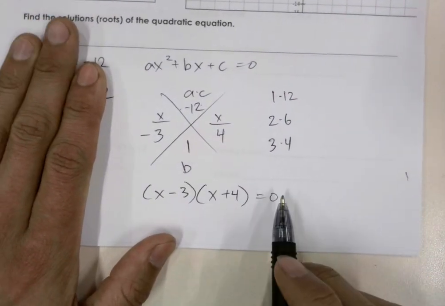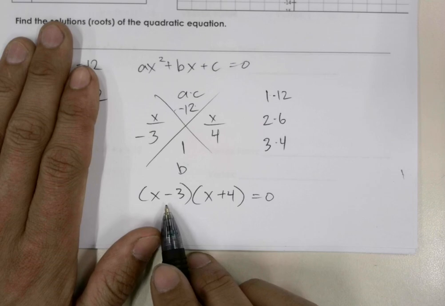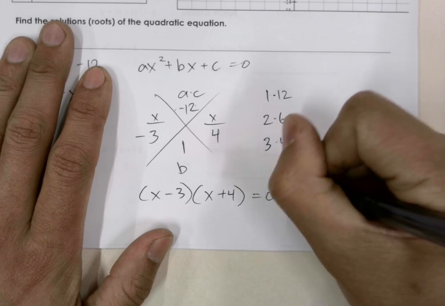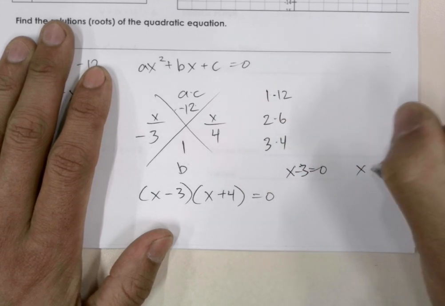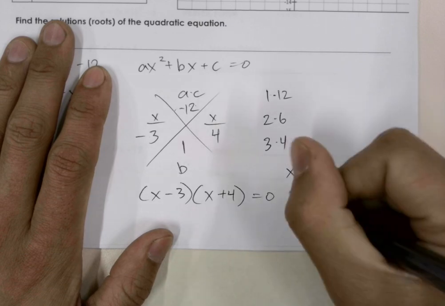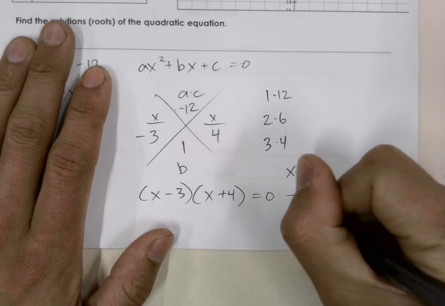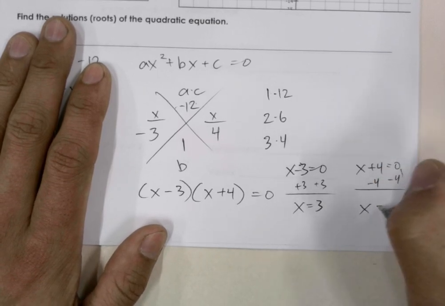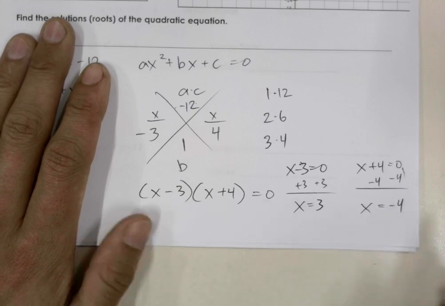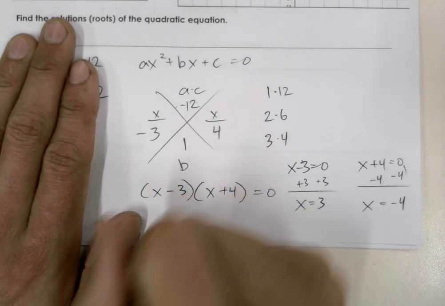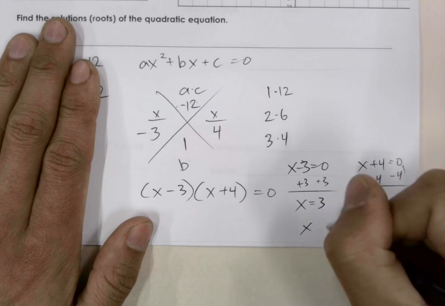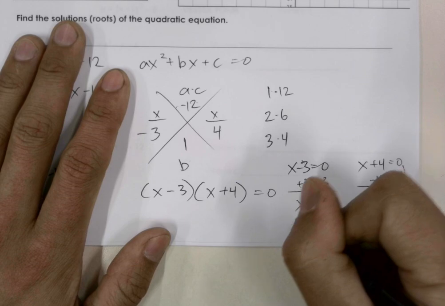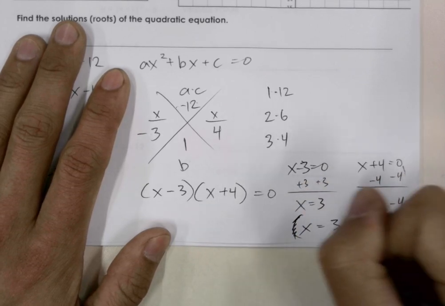So what does the zero product property tell us? That either this factor is equal to 0 or that factor is equal to 0 or both. So we can set them equal to 0: x minus 3 is equal to 0 and x plus 4 is equal to 0. We add 3 on both sides, and we get x is equal to positive 3. We subtract 4 on both sides, and we get x is equal to negative 4. So what are our answers here? It's x is equal to 3 or negative 4. Let's put a box around that.